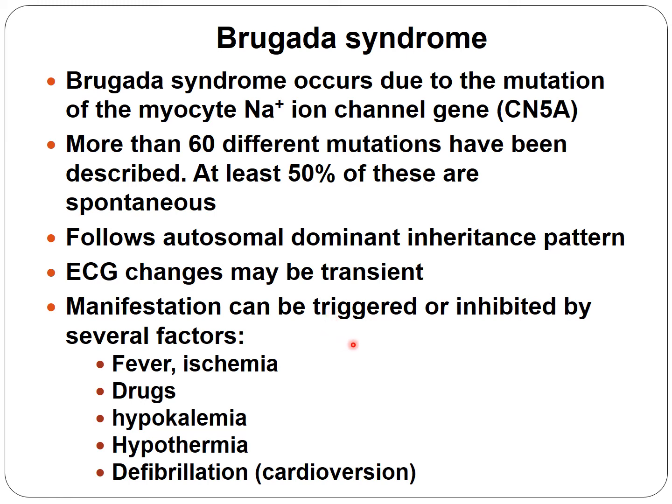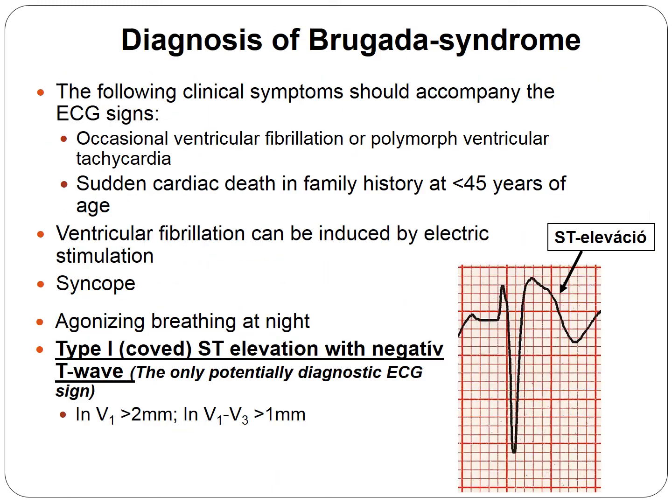Manifestation can be triggered or inhibited by several factors, such as fever, ischemia, drugs, hypokalemia, hypothermia, and the use of cardioversion and defibrillation, which again can cause typical signs of Brugada syndrome. Diagnosis of Brugada syndrome: the following clinical symptoms should accompany the ECG sign. So it is not enough to see an ECG sign, you have to have some clinical data as well.